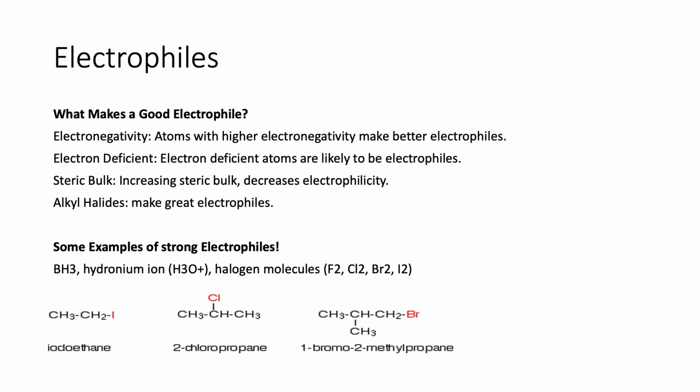And finally, alkyl halides make great electrophiles. Some examples of these are iodoethane, 2-chloropropane, and 1-bromo-2-methylpropane. Some other examples of strong electrophiles include borane, hydronium ions, and halogen molecules: fluorine, chlorine, bromine, and iodine.